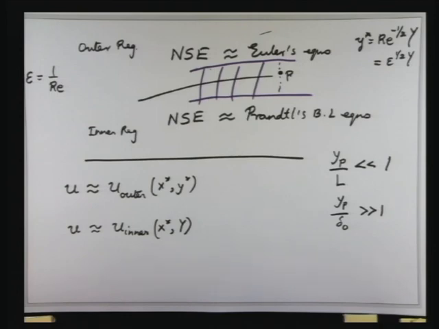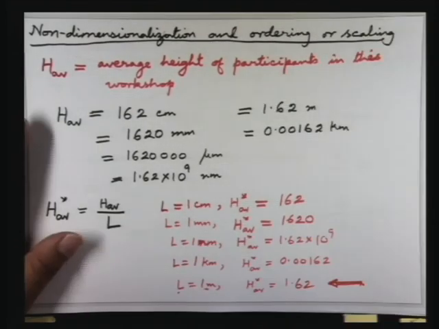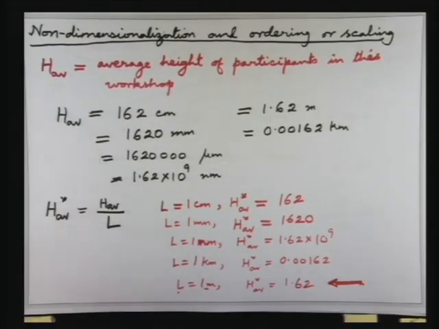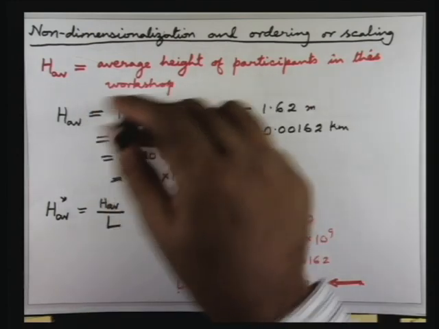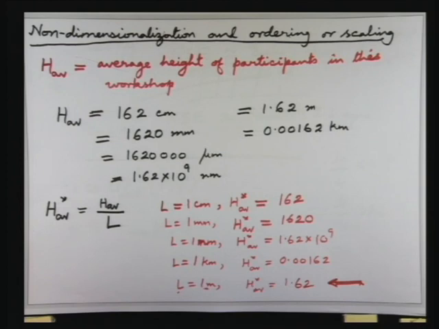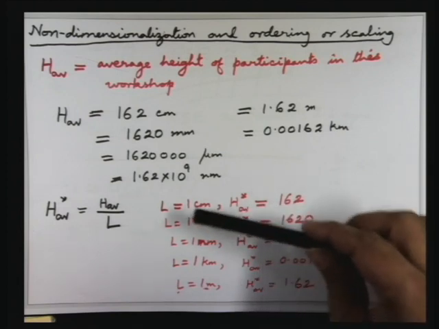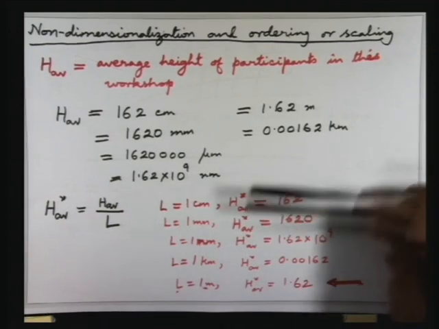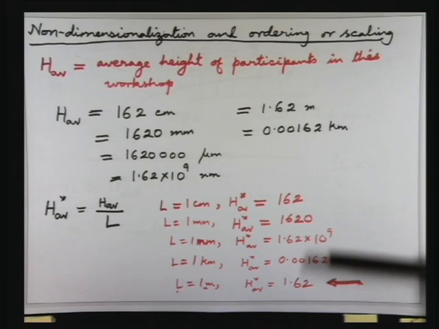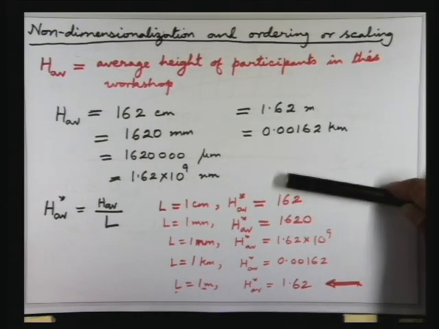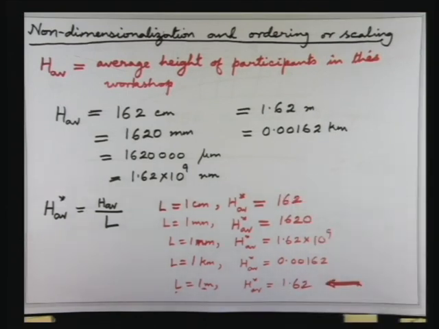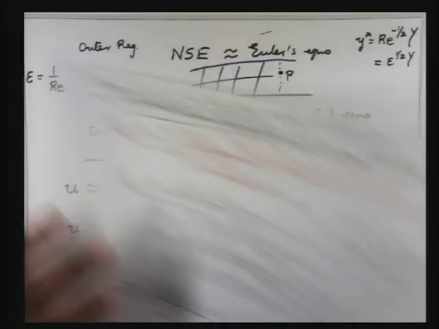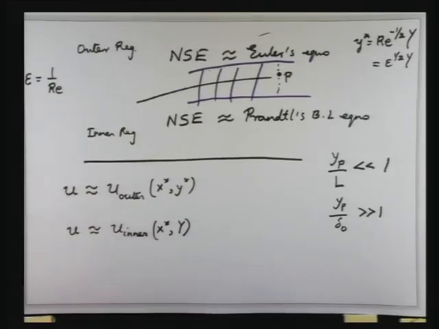So I go back to that example which I took, the average height of participants in the workshop, and somebody suggested 162 centimeters as the number. And as we showed, if I take different length scales to non-dimensionalize, this value can be either order 1 or very small or very large. So here something similar is happening, there are multiple scales.